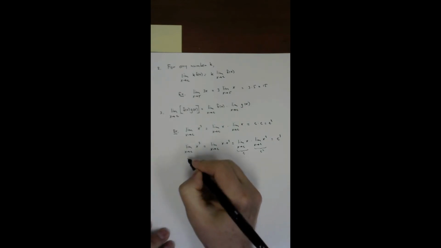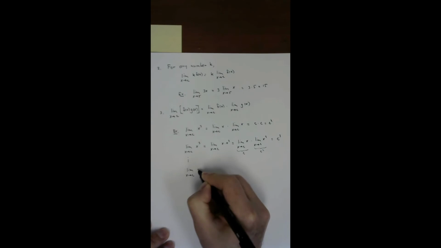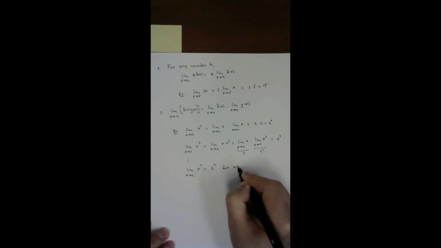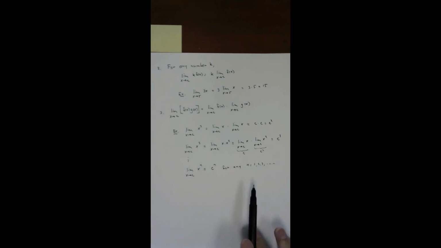And of course, you can see that we can continue like this and find that the limit as x goes to c of x to the n is c to the n for any n equal 1, 2, 3, etc. We've already shown it for 1, 2, and 3, actually, but we could continue on. It's also true for n equal 4, or 5, or 6.